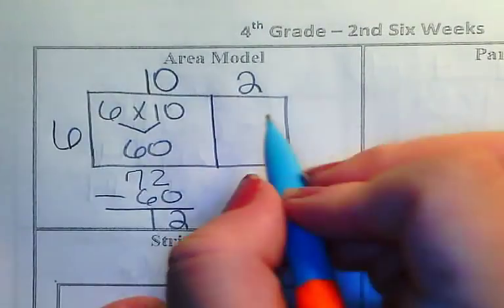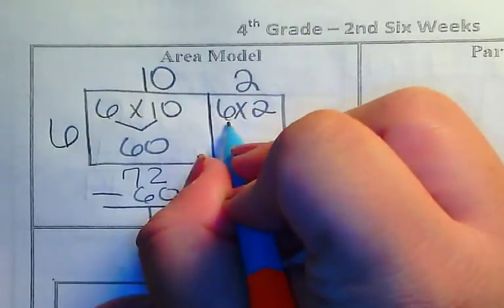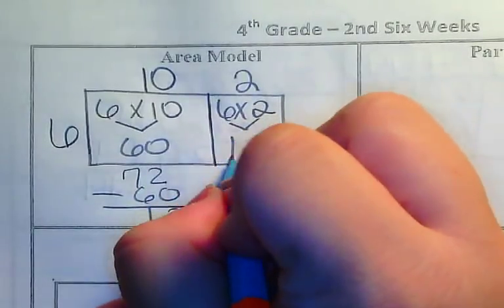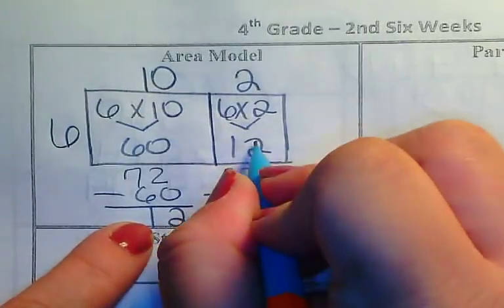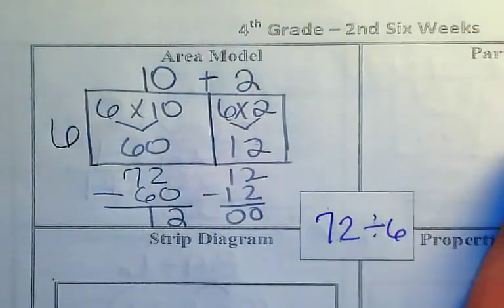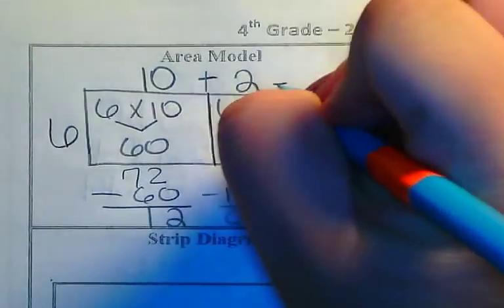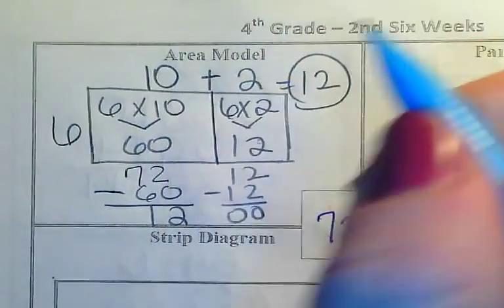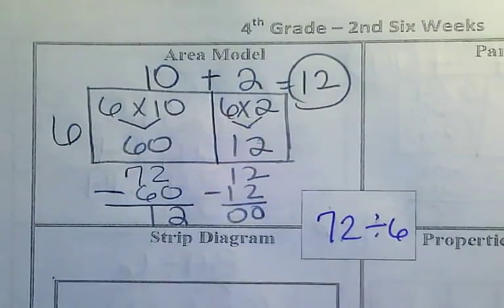So what's my problem inside? 6 times 2. Which gives me what? 12. So 12, we get it from here. Subtract 12 that we get up here as a product. So what's my quotient? 0. No. 12. 12 is your quotient. Quotient, remember, is the answer to a division problem. Any questions on that one? No.